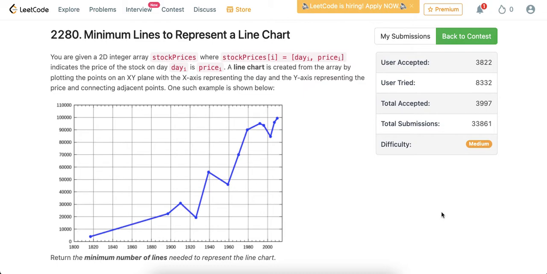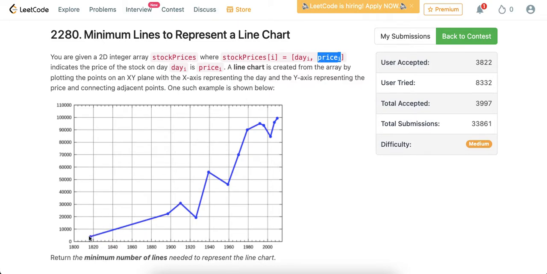Now about this second medium problem, minimum lines to represent a line chart. Basically we have an array stock prices, where each member of the array is another array which contains two components. The first component, index 0, is the day, and the second, index 1, is the price of the stock. And a line chart is shown like this.